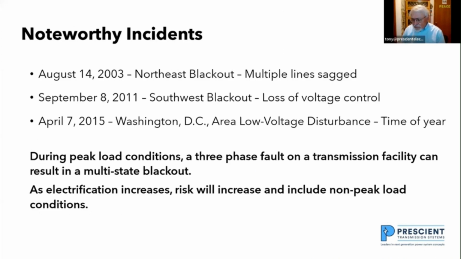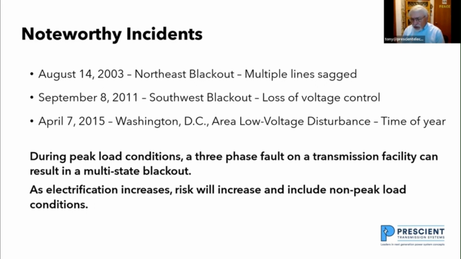If I look at past incidents that happened, the August 14th, 2003 Northeast blackout was caused when multiple transmission lines sagged down into things under the line. And when that happened, there was a huge change in VAR loading on the transmission system. A more relevant example is the September 18th, 2011 Southwest blackout, where we lost voltage control.